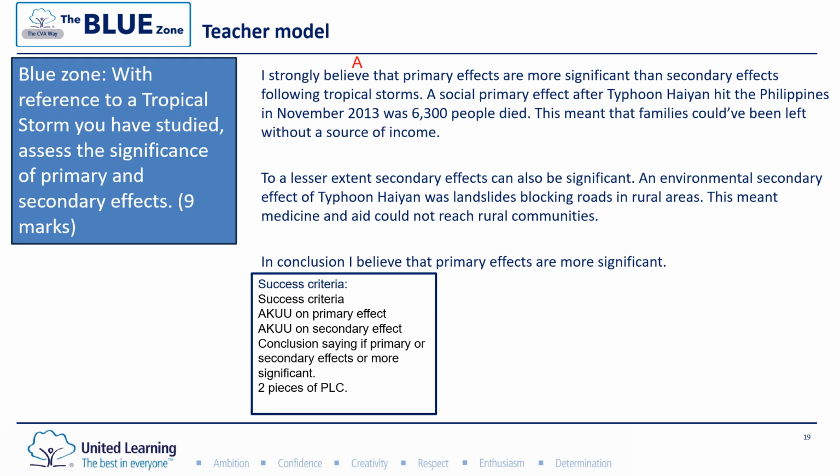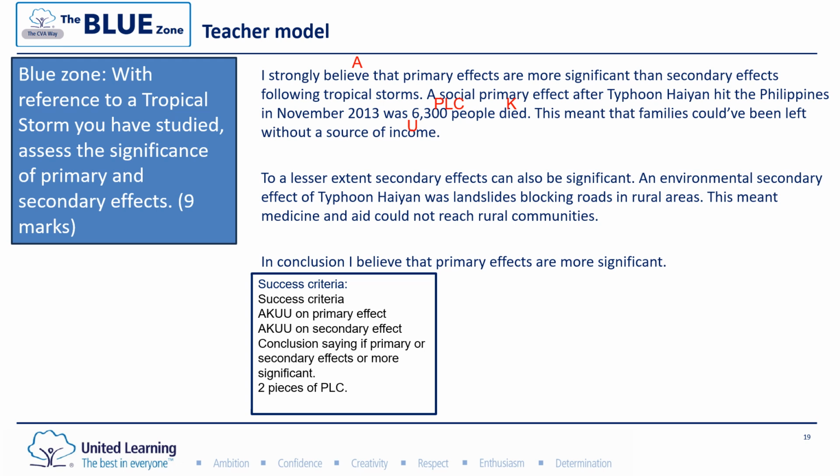It says, I strongly believe that primary effects are more significant than secondary effects. The social primary effect after Typhoon Haiyan in the Philippines was 6,300 people died. Knowledge, PLC. This meant families could have been left without a source of income. Yeah, brilliant. However, that paragraph isn't finished because it doesn't then say the which means afterwards, or therefore why is that bad.